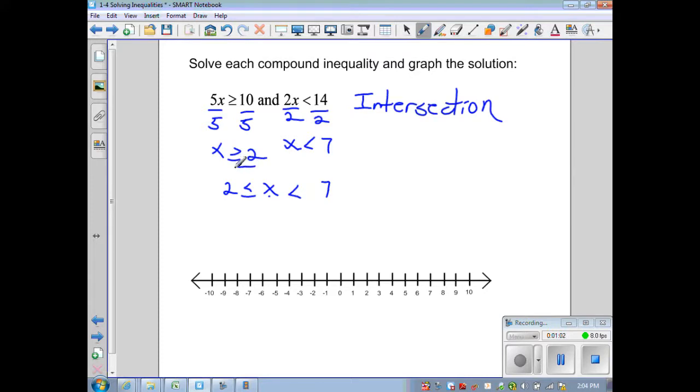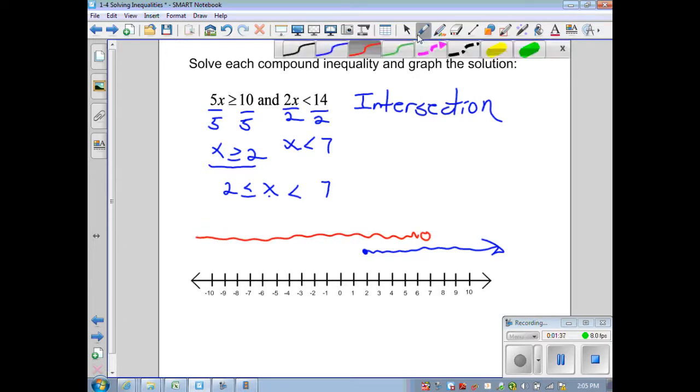So let's graph this one first. Since this is an equal sign with a greater than symbol, we're going to have a closed point at 2. I'll do this off the graph to show the representation of the intersection. And then I'm going to graph all solutions for x greater than 2. On the next one, I'm going to have x is less than 7. So at my location of 7, I'm going to put an open point and graph to the left all values of x less than 7.